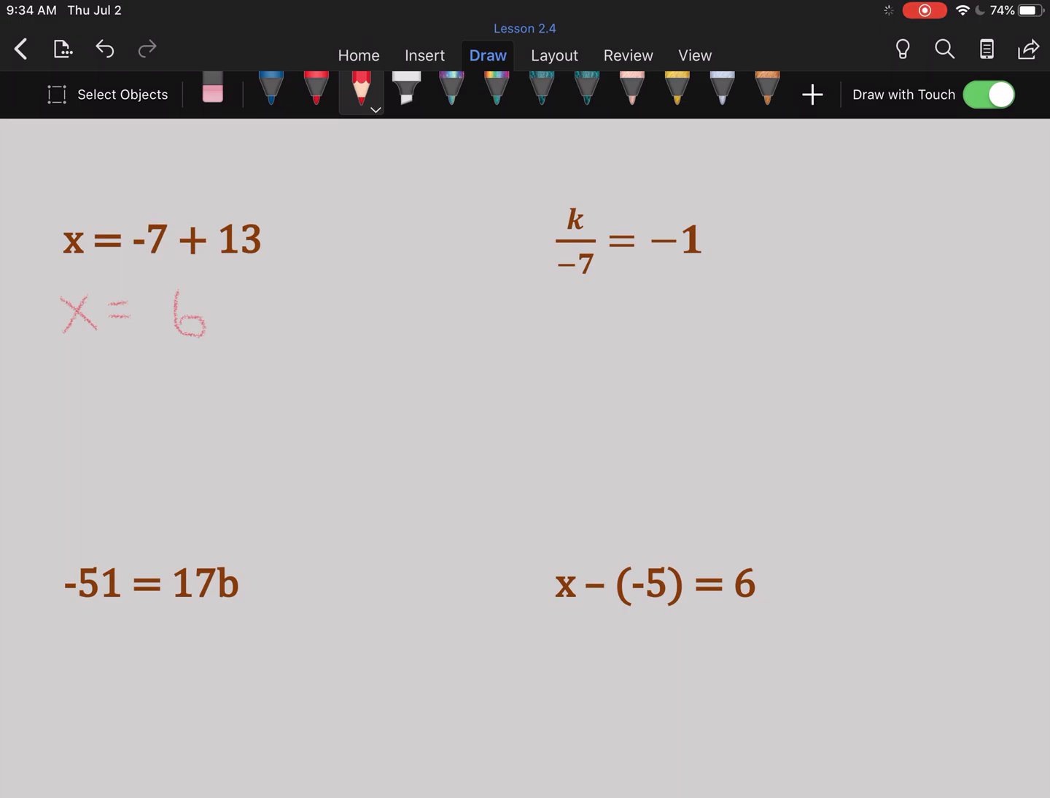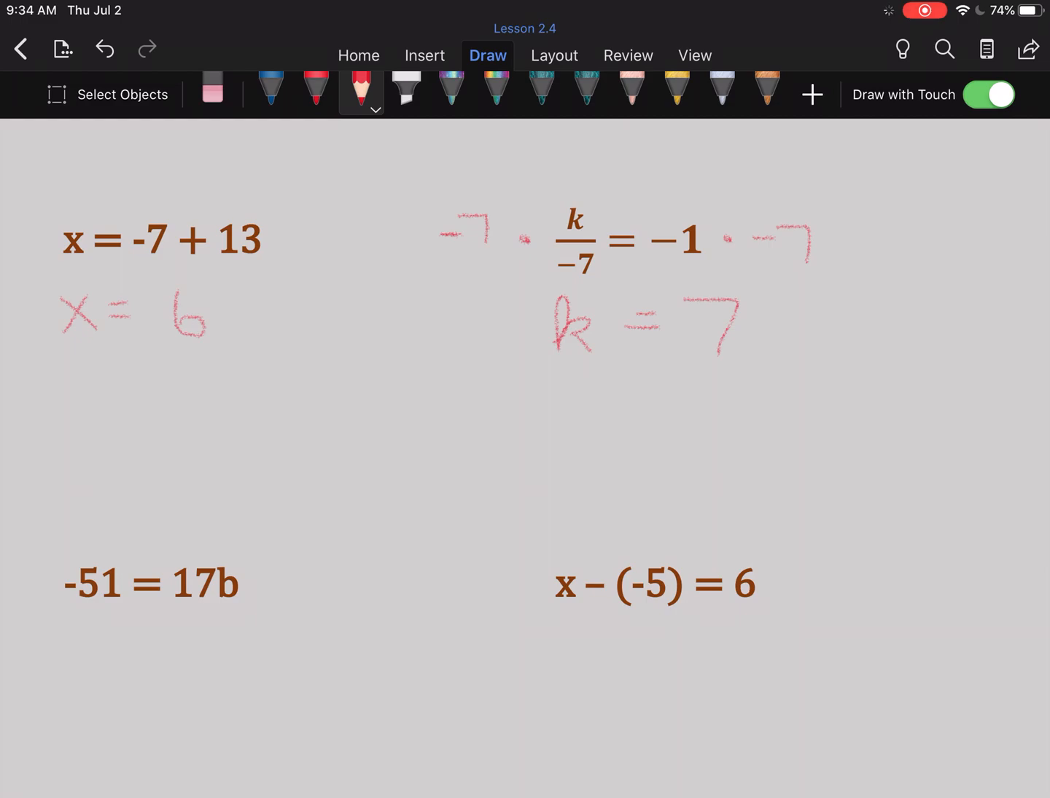Next, we have k divided by negative 7 equals negative 1. Now this is a division problem. Multiplication and division still behave normally. So when I see division, I will multiply by the negative 7. Multiplication and division still behave exactly as they did before. It's just the negative sign comes along with the number. So that will get me k is equal to 1 times 7 is 7. They're both negative, same sign, positive when you're multiplying.